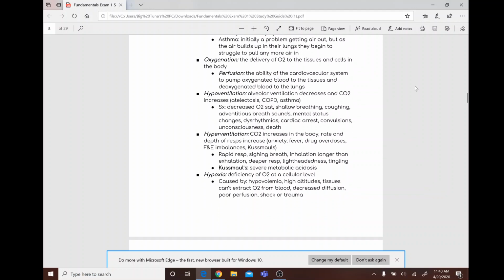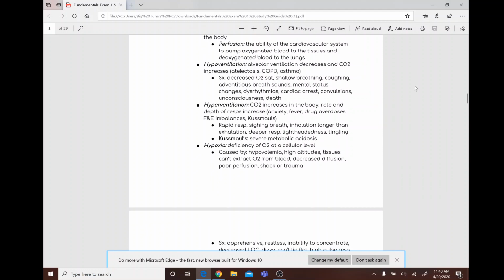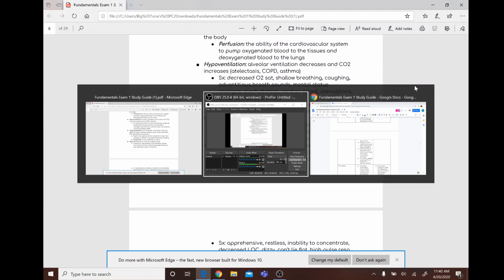What is hyperventilation? CO2 decreases in the body, rate and depth of respirations increase. What are some things that can cause hyperventilation? Anxiety, fever, drug overdoses, acid-base imbalances, and Kussmaul's. What are the symptoms of hyperventilation? Rapid respiration, sighing breath, inhalation longer than exhalation, deeper respirations, lightheadedness, and tingling. When will we see Kussmaul's in hyperventilation? Severe metabolic acidosis.